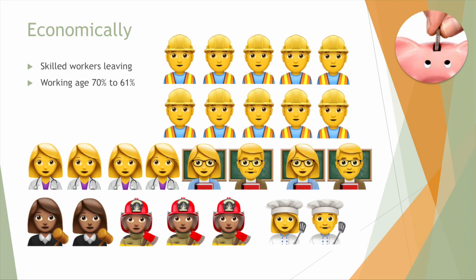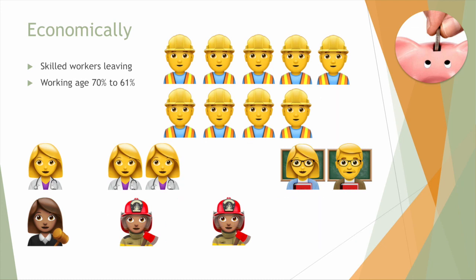One of the things which is also very closely related is that from an economic point of view, the people who were leaving tended to be skilled workers, individuals that had some type of profession which was key to the growing of an economy. Construction workers, doctors, lawyers, teachers, support people like firemen, and to a lesser degree service industry people as well. From 1950 to 1960, the working age population dropped from 70% to 61%, which means that essentially that percentage of people were leaving.